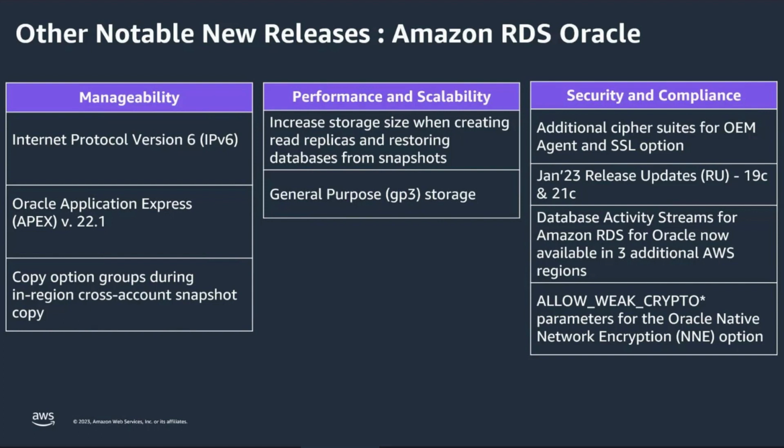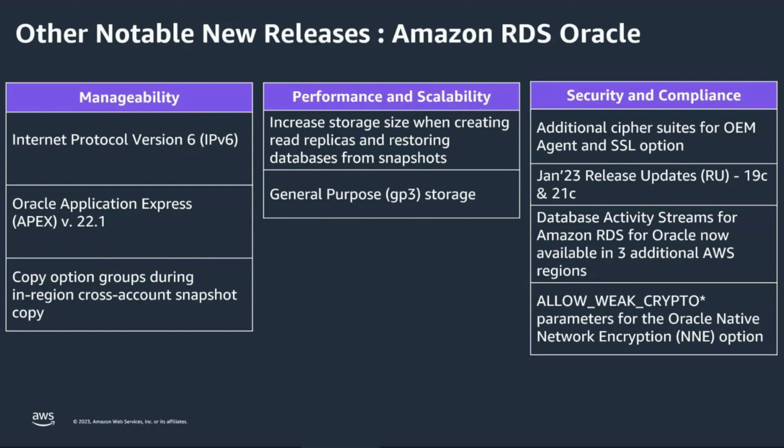Lastly, for Oracle Native Network Encryption, NNE, to allow customers to block older ciphers and algorithms from being used by the SQLnet encryption and checksum, you can configure SQLnet.ora parameters. Those are allow weak crypto server or client. Both these parameters are true by default, but now they can be changed to false.